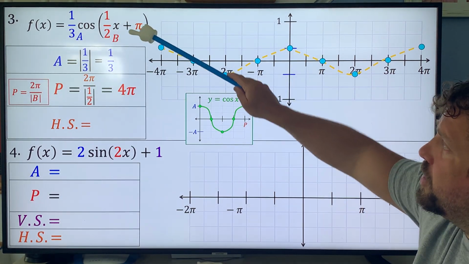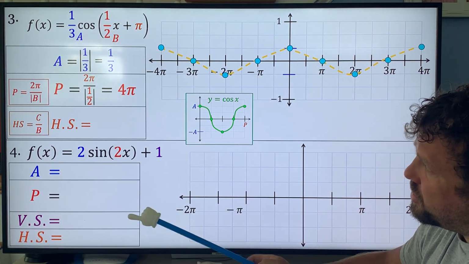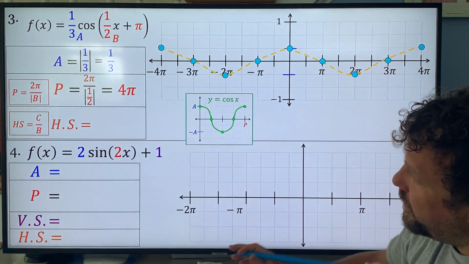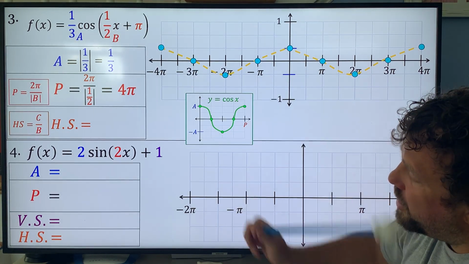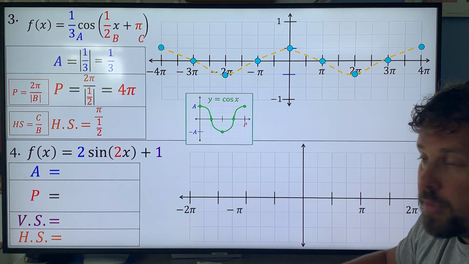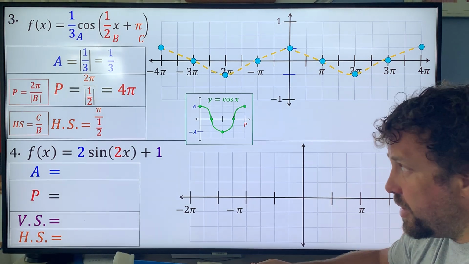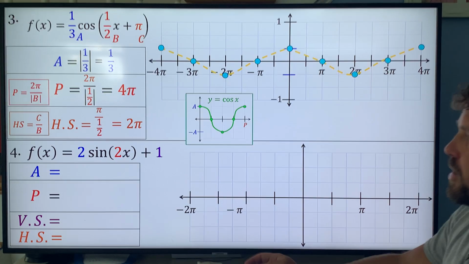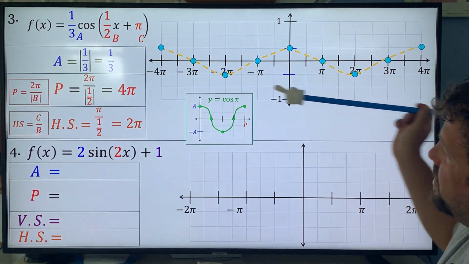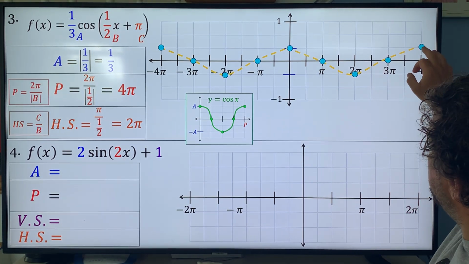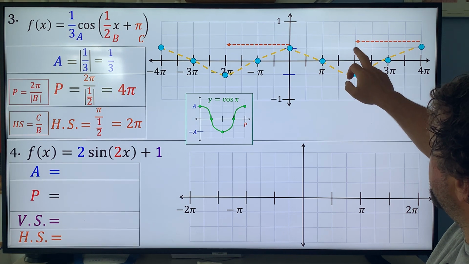So a horizontal shift, we're going to use that right there, that's C. So it's C divided by B. So it's pi divided by 1/2. Once again, when you divide by a fraction, you multiply by the reciprocal. Pi times 2 is 2 pi. Because this is positive, it means you're shifting to the left 2 pi. So each one of these points is going to go over 2 pi to the left.